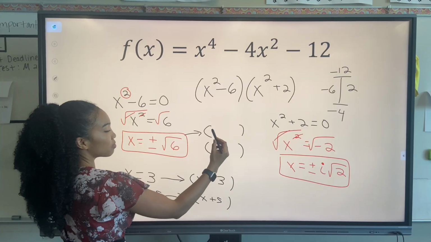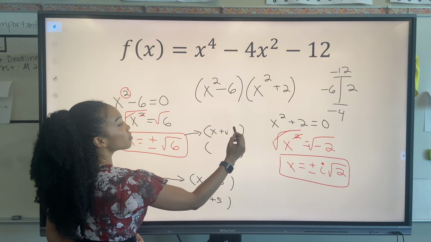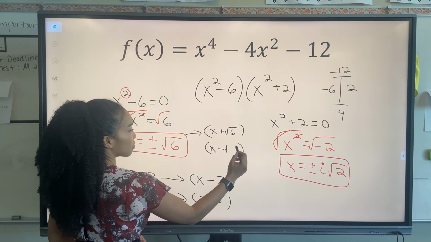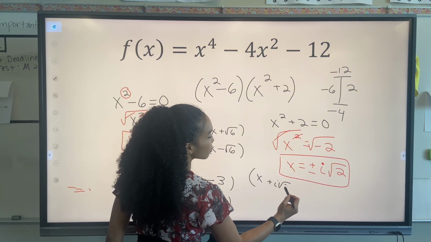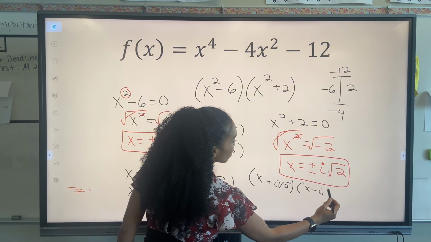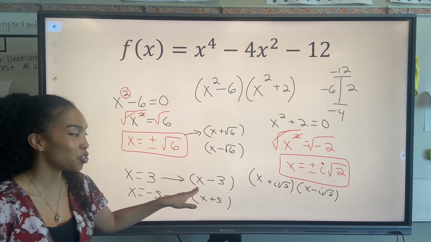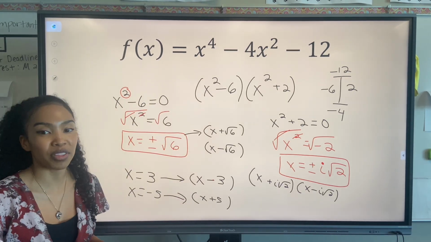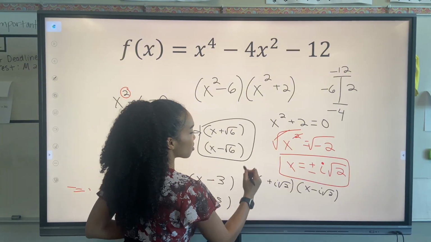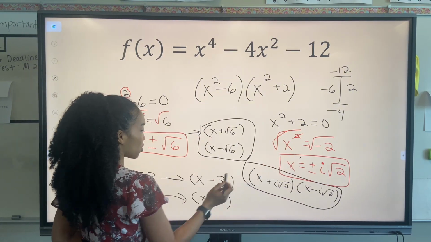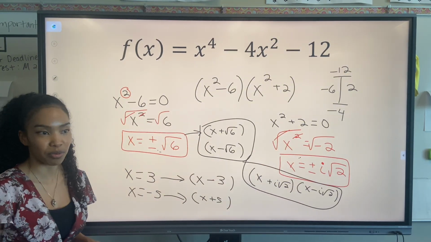What would this one be? x plus square root of 6. Exactly, and this one? x minus square root of 6. Exactly. What about this one? x plus i square root of 2 and x minus i square root of 2. Perfect. That's how you do the factors. So if I say give me the factorization, that means I need all of the factors. These are your factors. These are your x-intercepts, your zeros.